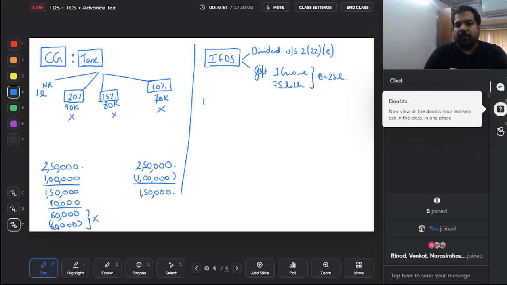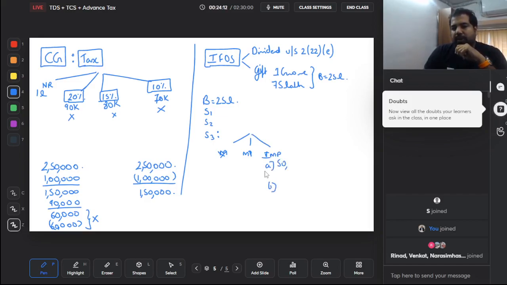Generally, the benefit of 25 lakh, so you'll do step 1, step 2, step 3, and the benefit in step 3, money, movable property and immovable property. Only if the immovable property benefit is more than A or B, A is 50,000 and B is 10% of sale consideration, which is 10% of 75 lakh, that is 7.5 lakh.